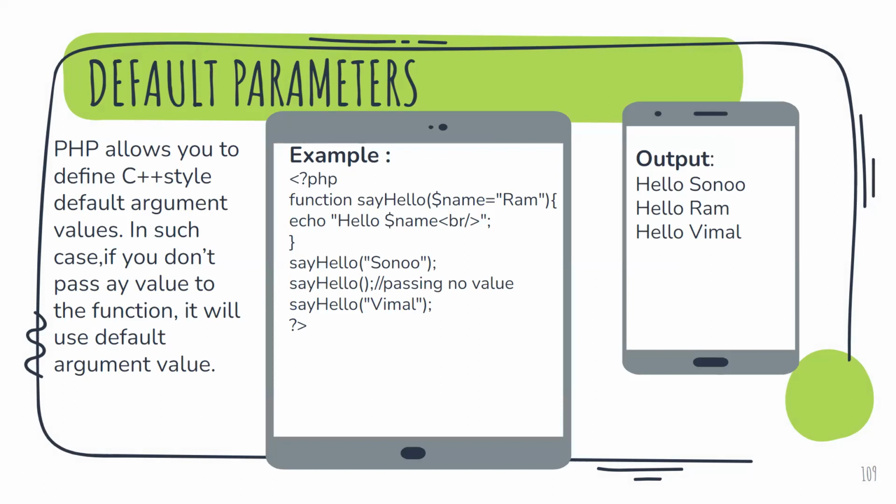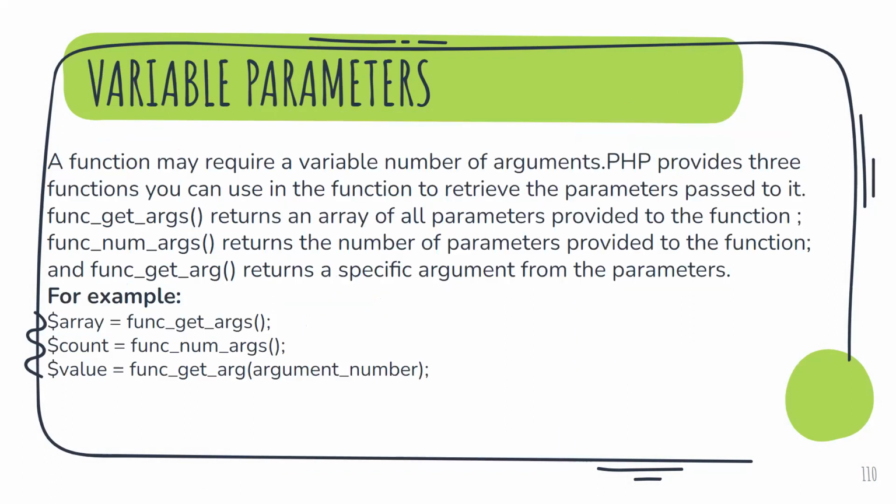Next goes the variable parameters. A function may require a variable number of arguments. PHP provides 3 functions you can use in the function to retrieve the parameters passed to it. Function func_get_args returns an array of all parameters provided to the function. Function func_num_args returns the number of parameters provided to the function. And function func_get_arg returns a specific argument from the parameters.